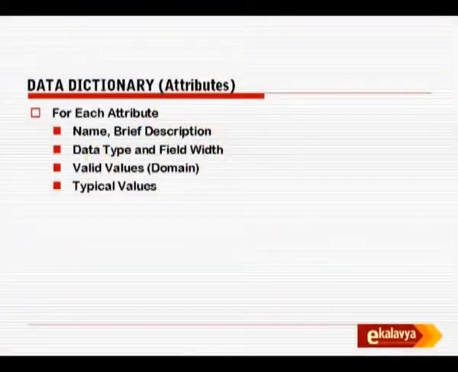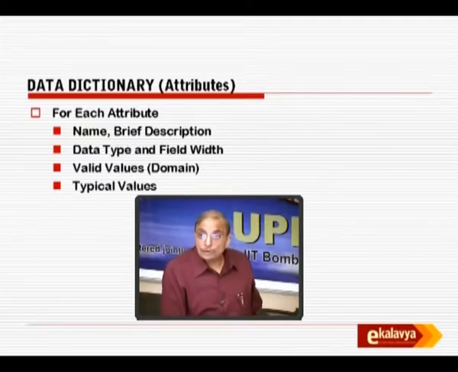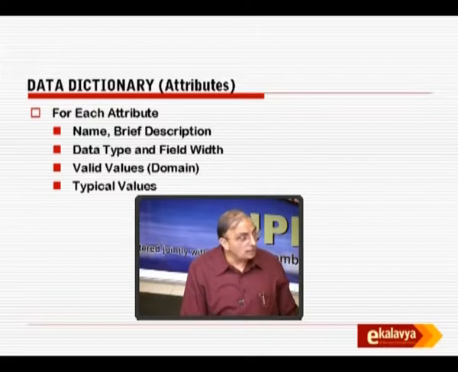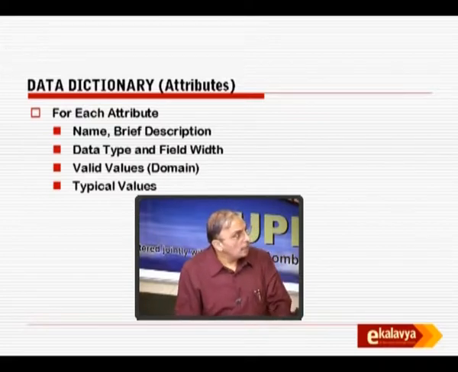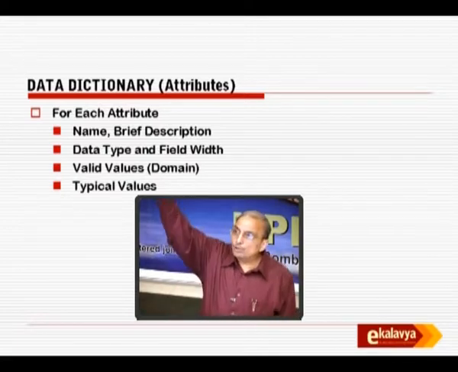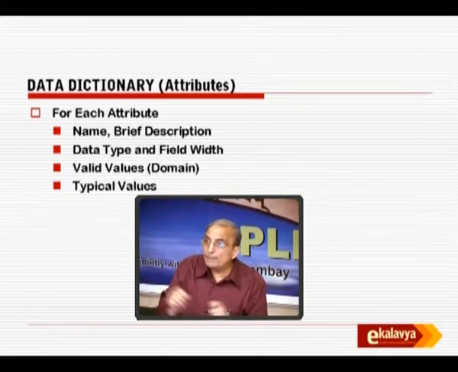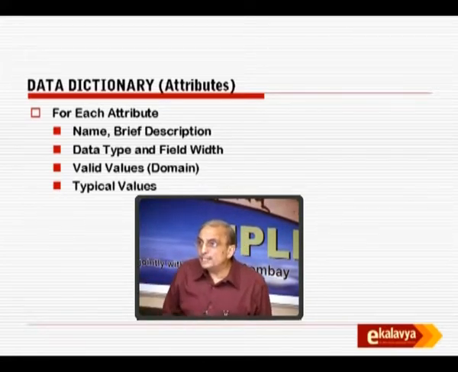For each attribute: the name of the attribute, a brief description, data type, field width, valid values, what is the domain? Okay, like hostel, valid values are 1 to 30. And please note, it must be written during system analysis, because later on that document is going somewhere else, and the designer will just write the algorithm, and when the programmer writes the program, if we have not specified this, if we have just said 2-digit number, you may end up getting a wrong entry of hostel number 38, which is just not valid.